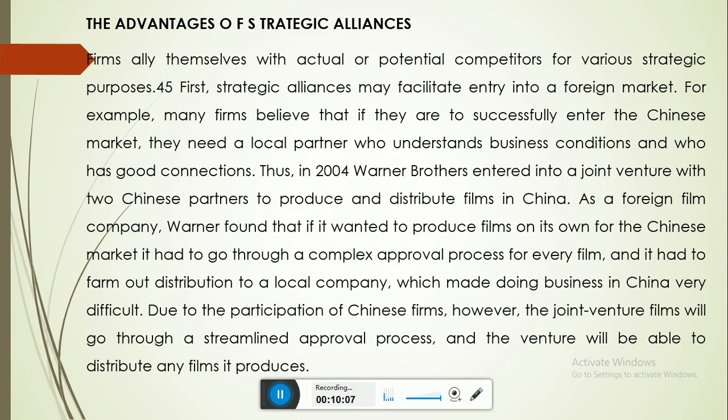For example, many firms believe that to successfully enter the Chinese market, they need a local partner who understands business conditions and who has good connections. Business conditions are also very important. If you are working in a country, they are well aware of the rules, regulations, business conditions, customer needs and wants, and local culture. They are well aware of their own policies, rules and regulations, and they also have good connections, especially in countries that are famous for corruption.